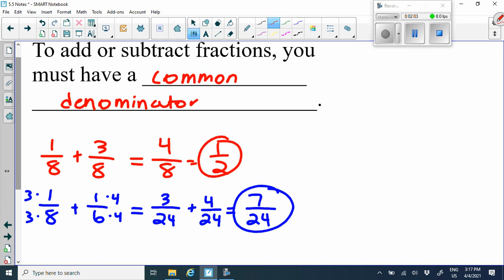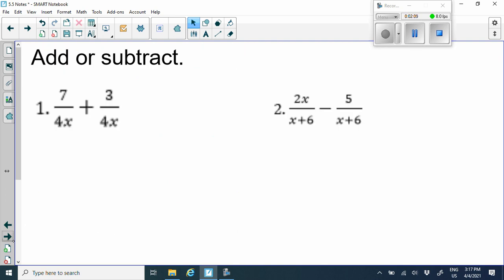Okay? So just like we added with these fractions, we're going to do the same thing with our rationals. So let's look here. Our first example, we have 7 over 4x plus 3 over 4x. Now first, always ask yourself, do they have a common denominator? In this case, yes, they do. So all we have to do is combine the numerators, which is going to be 7 plus 3, and that's going to give us 10, and then we have it over 4x.